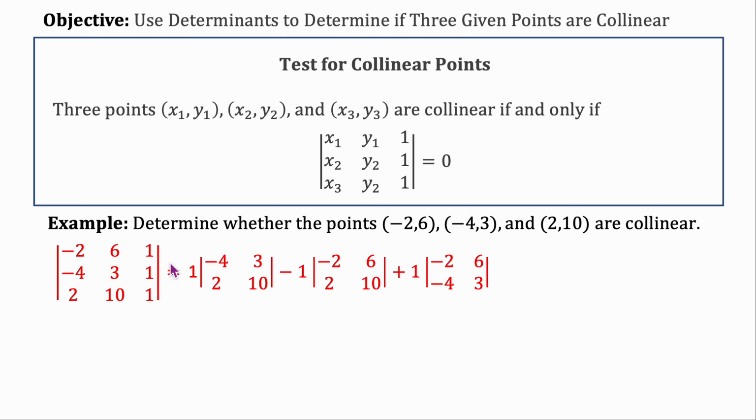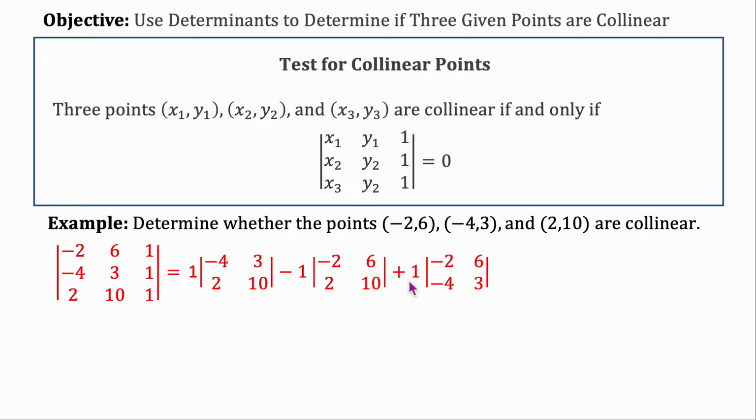So it's going to be that number times that. Then we're going to subtract the middle one here. So if we cross out that row and column, we're left with this -2, 6, 2, 10. But remember to subtract that one. And then we're going to add the bottom one. If we cross out its row and column, we're left with this minor right here, -2, 6, -4, 3. So that's how we've done that.